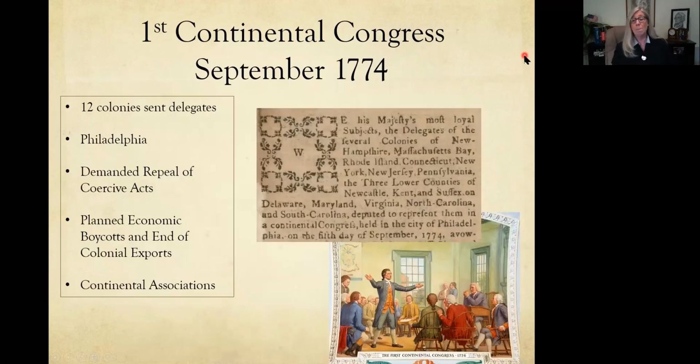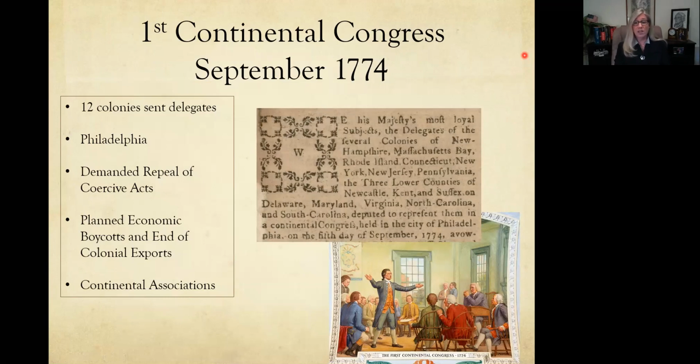So a new meeting of delegates from the colonies come together. This time we've got 12 of the colonies. Before, I believe there were 9 of the colonies that sent delegates when they went to the Stamp Act Congress. Now you've got 12. The only one still not joining is Georgia, and it's because, again, they're relatively new.